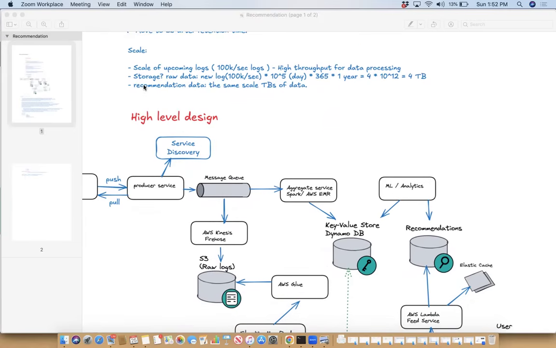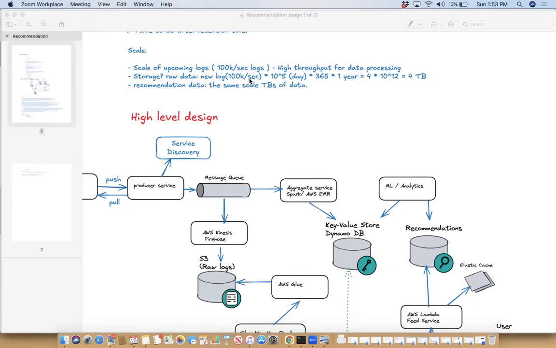What will be our choices for storage? For raw data, we will have the size of the data for storage. For raw data, we said we have 100K per second.